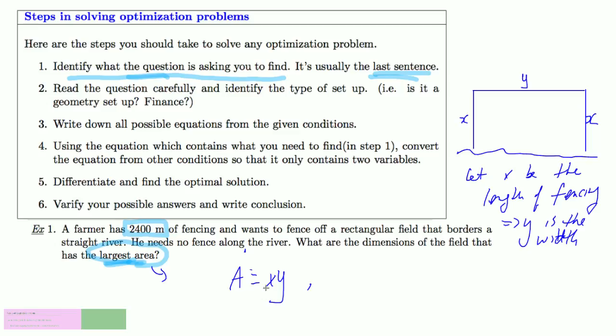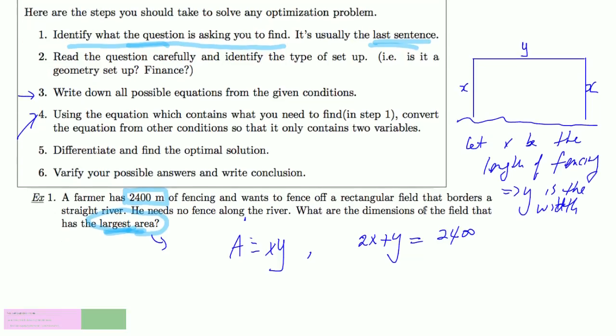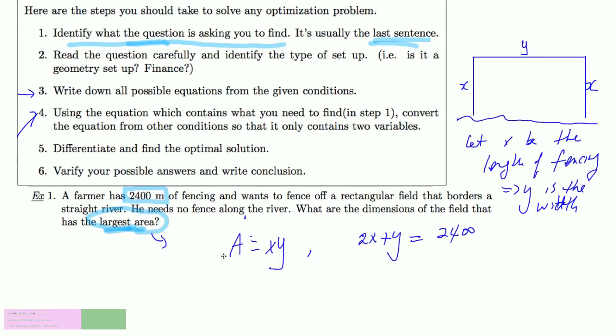Okay, so we also know, so this is step 4 right now. Okay, so actually write down all possible equations. So this is one equation. The other one is that 2x plus y, this is the representation of the sum of all the fencing, is given. It's 2400. So this is step 3. Write down all possible equations. Using these two equations, you have to make sure what you want to optimize is a function of one variable.